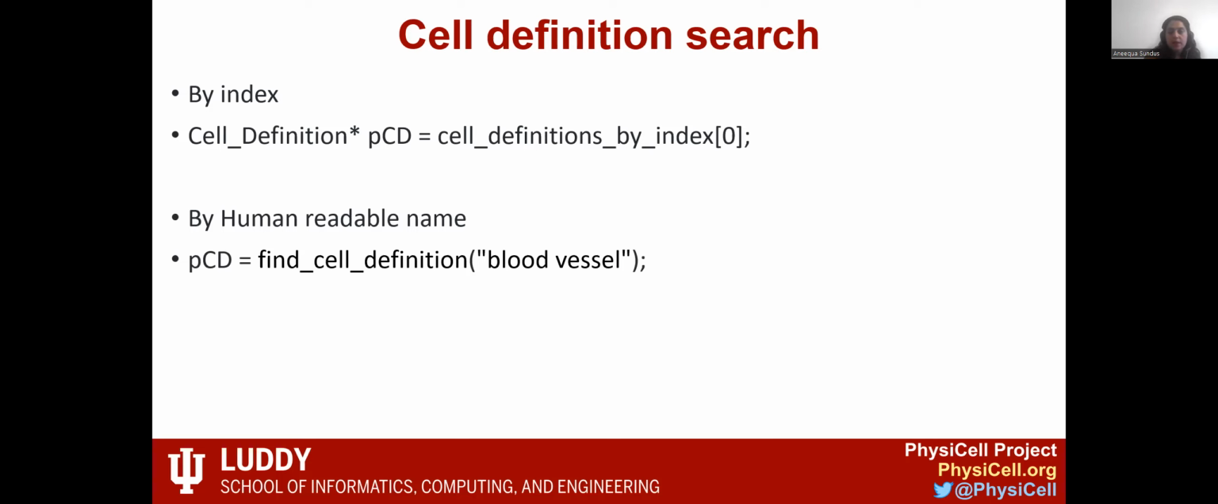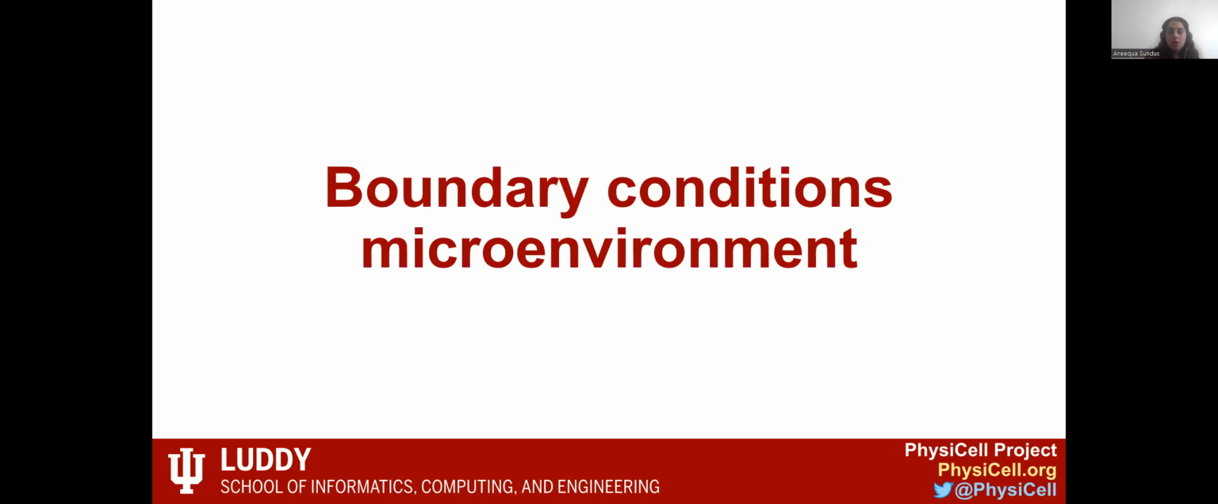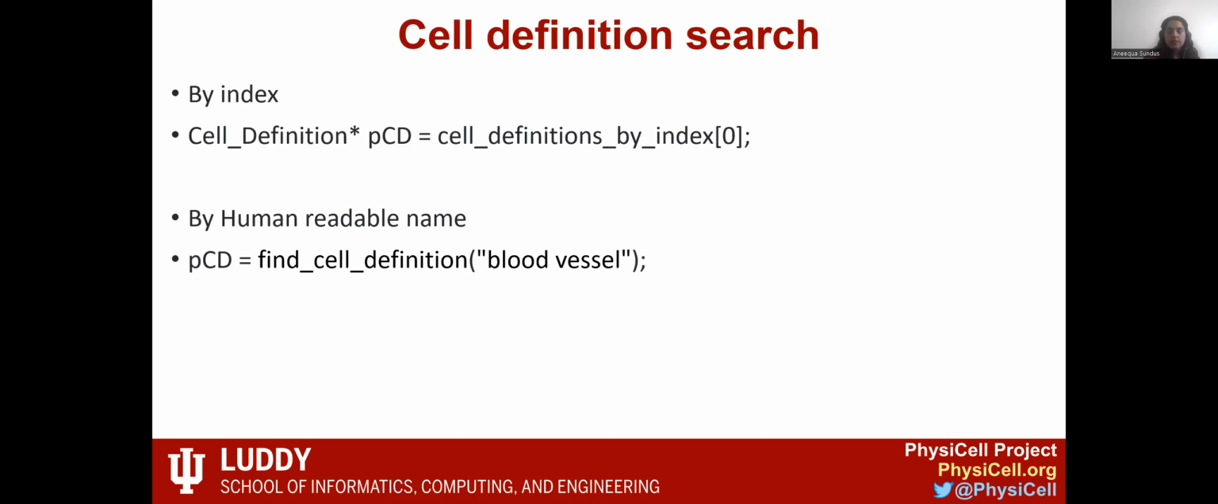So by index, we can get all the cell definitions that are 0, 1, 2, 3, 4, and then we can also access them by human readable name. So if you want to find the cell definition of blood vessel, find_cell_definition blood vessel, and it can give you that cell definition. Okay, so this is about the custom data in cell definition, cell phenotypes, and how do we add data to it.